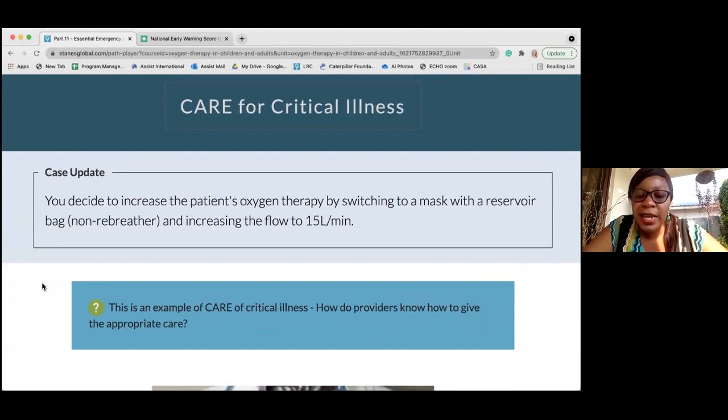You've decided to escalate the therapy by switching him from the nasal prongs, which you had initially put him on, to a mask which has a reservoir bag. So this is our NRB that we keep talking about, the non-rebreather mask. And by doing so, what you have done also is increasing the oxygen flow rate from whatever oxygen source you're using. You've escalated to 15 liters per minute.